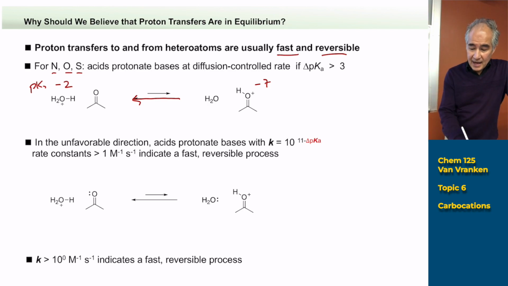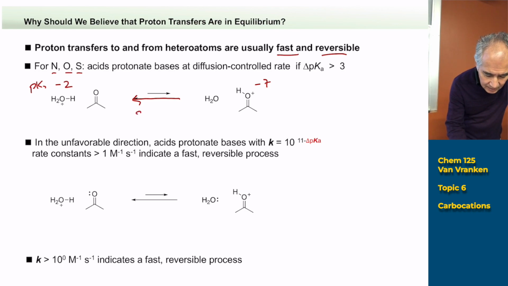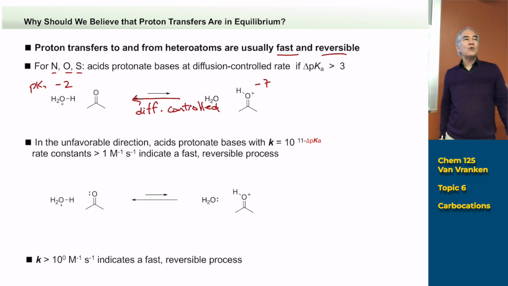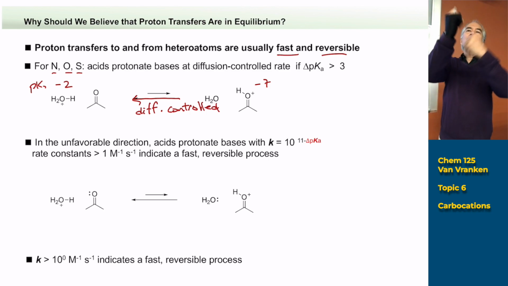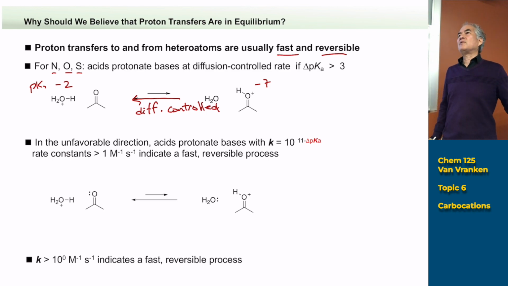And so what I can say for certain from that is that this proton transfer in this direction is diffusion controlled. That's a special term, diffusion controlled. What does diffusion controlled mean? It means that every single collision results in a successful proton transfer. Every single molecular collision. Man!